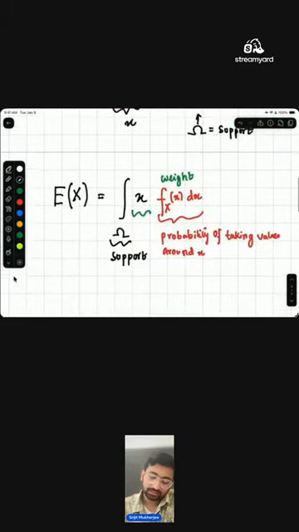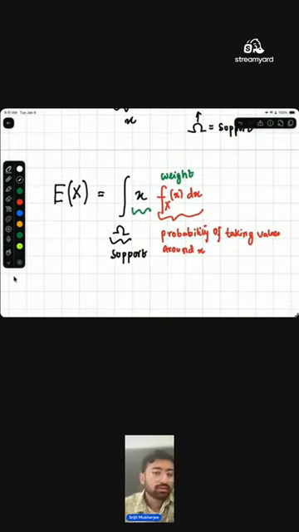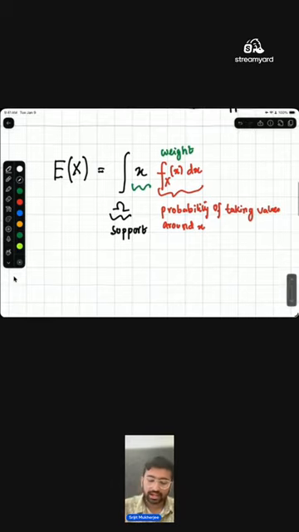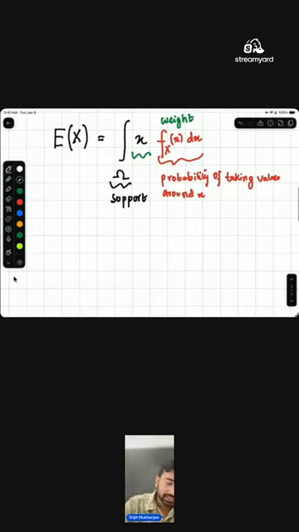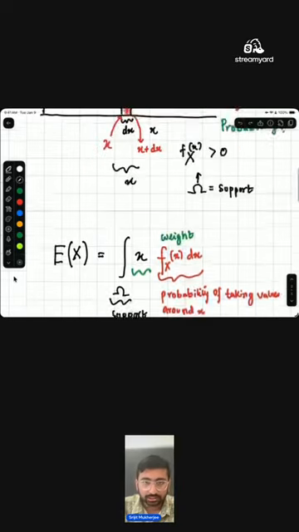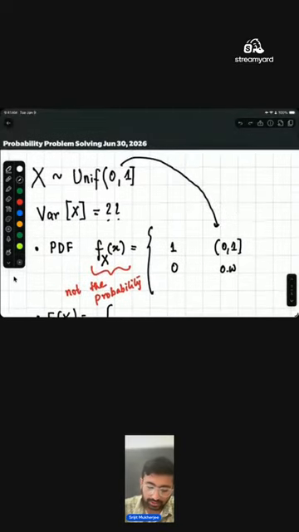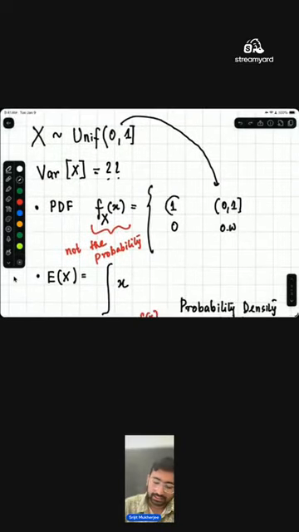So we have the probability. This is the weight of the probability of taking values around x, and this is x, and this is a weighted average. So this is the definition of expectation of X. Using that as an example of the uniform, if you remind yourself, the uniform has the density 1 between 0 and 1. This is the support of the uniform random variable.